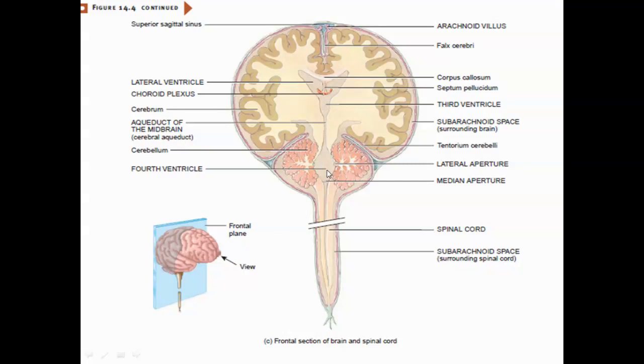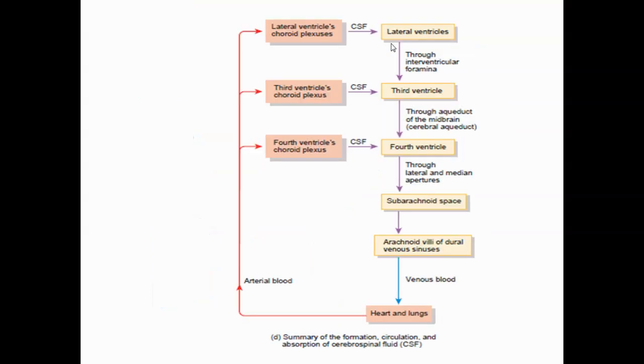This is the fourth ventricle, and here there are two apertures, a pair of lateral apertures and a median aperture, through which the CSF flows into the spinal cord. Finally, the CSF will drain into the subarachnoid space surrounding the spinal cord and the brain, into the arachnoid villus, and then joins the blood vessels. So this is how the CSF gets circulated.